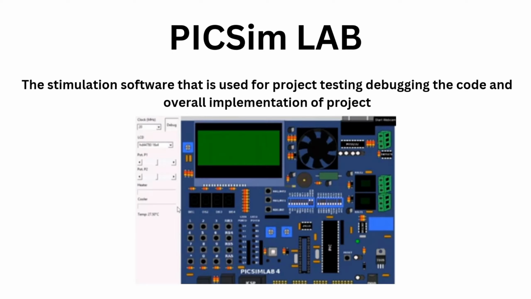So this is the PICSimLab simulator. In PICSimLab simulator, we usually observe the working of all components like the keypad, display, fan, and buzzer. When we press any key, we see the real-time output. So we'll see that in the actual simulator.